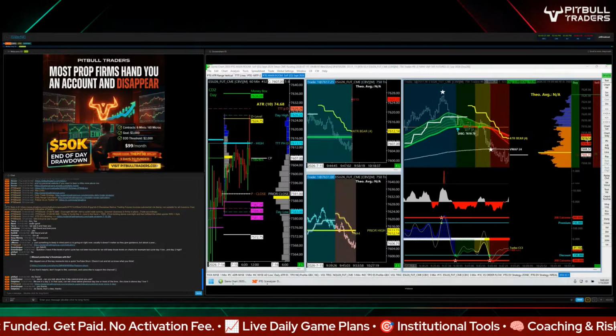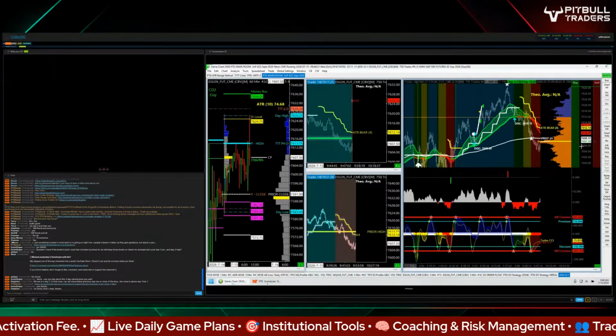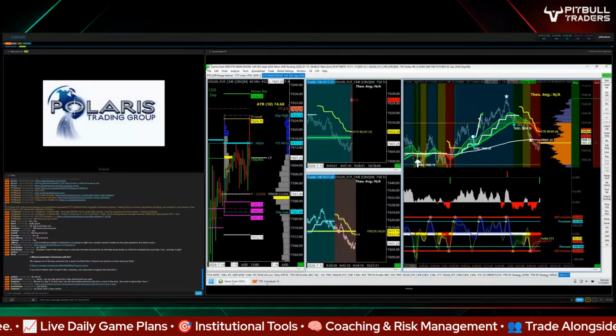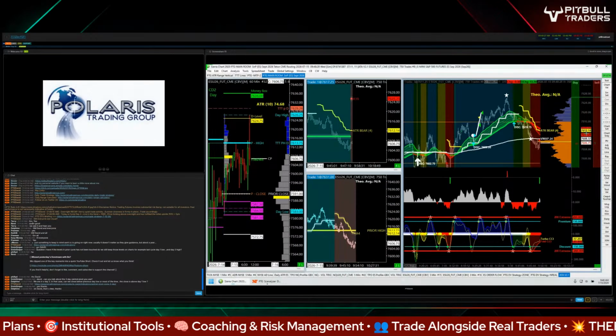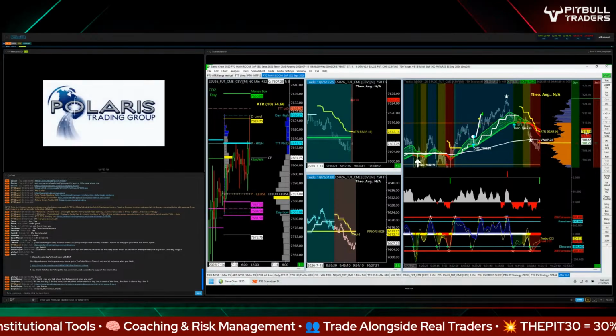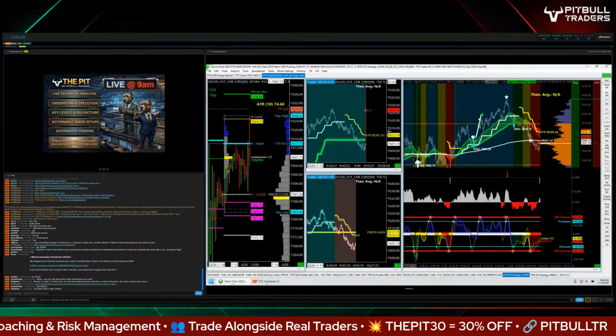So now what? Well, it is a cycle day two, and one of the scenarios would be a push above the high, exactly what happened, grab some stops, and then rotate back into the prior range. And that is what has unfolded.